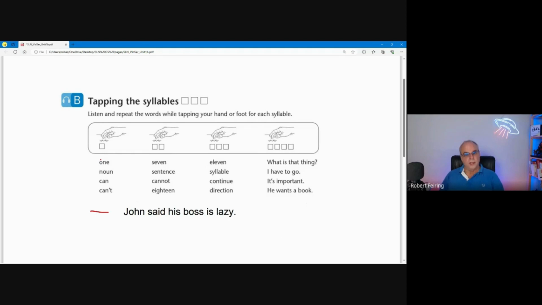Now, the way I said it changed. And so how did the meaning change? Type down in the comments how you think the meaning changed. And now we'll go over it real quick. I'll show you. So John said his boss is lazy. John said his boss is lazy. So let me write the punctuation in. John said his boss is lazy.